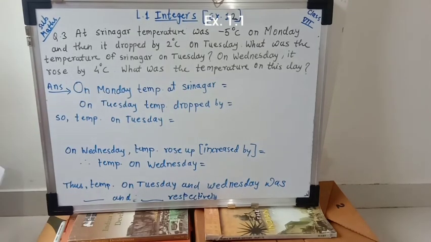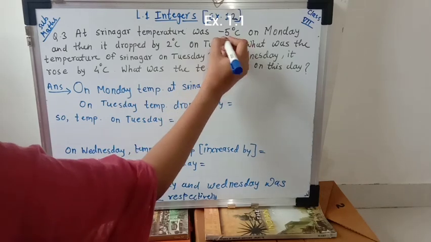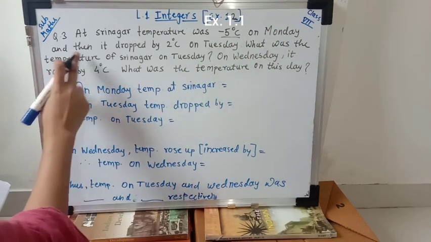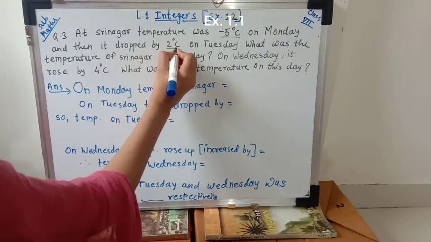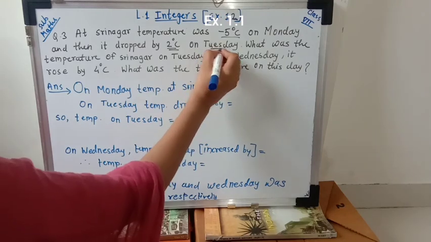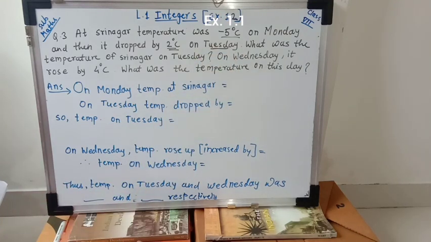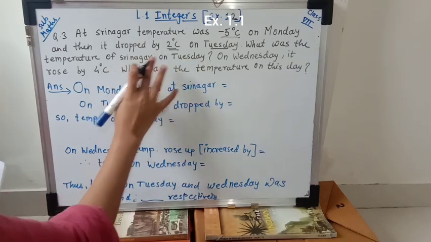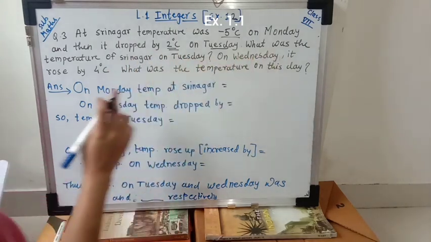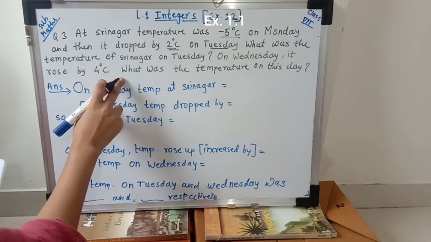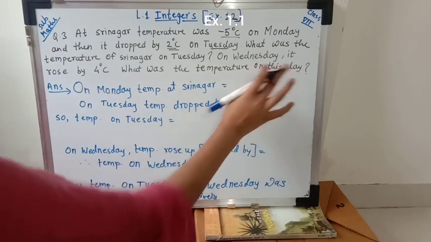Now students, question number 3. The question is: at Srinagar the temperature was minus 5 degrees Celsius on Monday, and then it dropped by 2 degrees Celsius on Tuesday. What was the temperature of Srinagar on Tuesday? Okay, so this is one question. After that, on Wednesday it rose by 4 degrees Celsius. What was the temperature on this day?